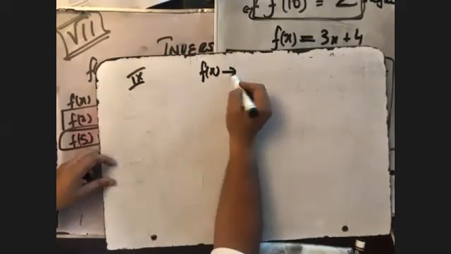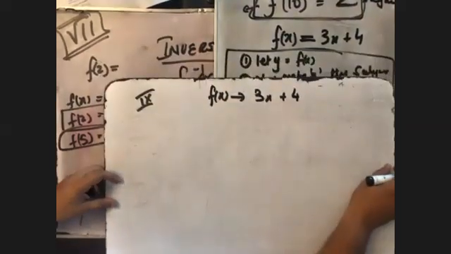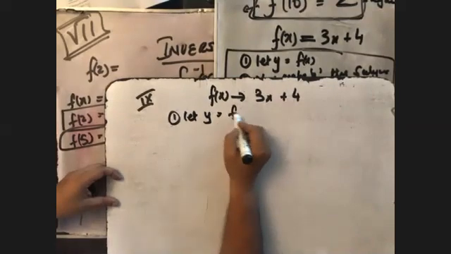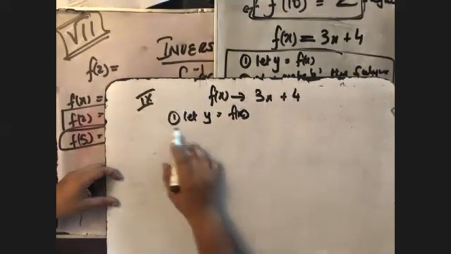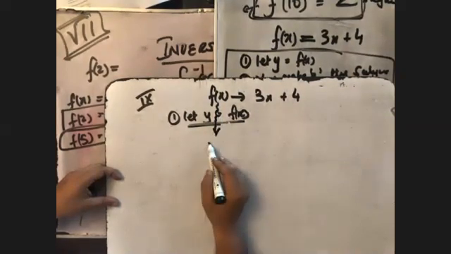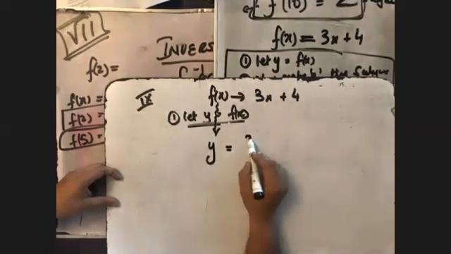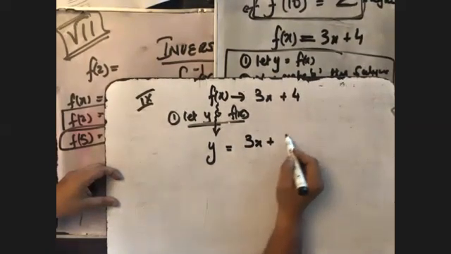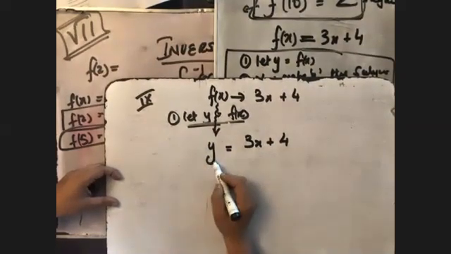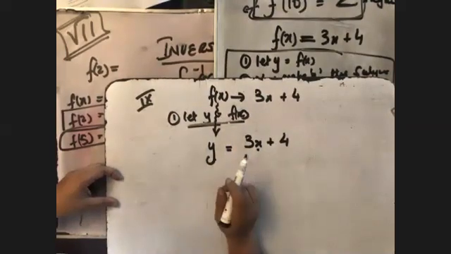f(x) is given as 3x plus 4. Step number 1, let y is equal to f(x). So what's the process? Let y is equal to f(x). So instead of f(x), I write down y. So it becomes y is equal to 3x plus 4. It becomes an equation with 2 variables. One is x and one is y.